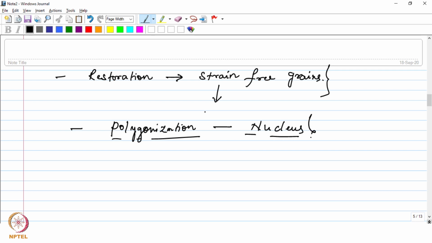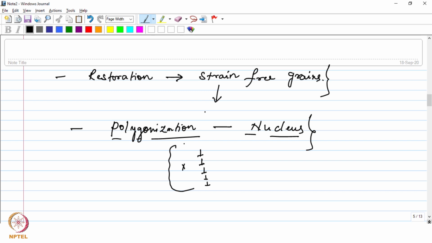So one mechanism says that the nucleus forms through the polygonization process that we discussed in the previous class, right? So this is basically the arrangement of dislocations in a low energy configuration in an array like this, which reduces the energy, because when the dislocations are arranged in this manner, the energy per dislocation will be reduced, and as a result the energy of the system will also reduce, right? So now the adjacent regions of this dislocation array, regions like this, will be free of strain, right? Will be free of dislocations.